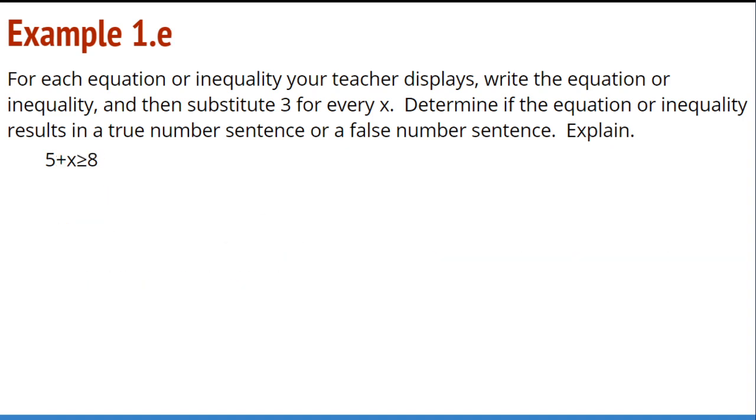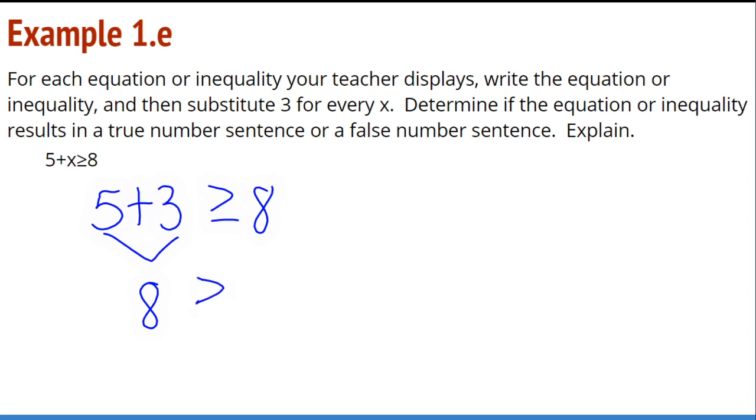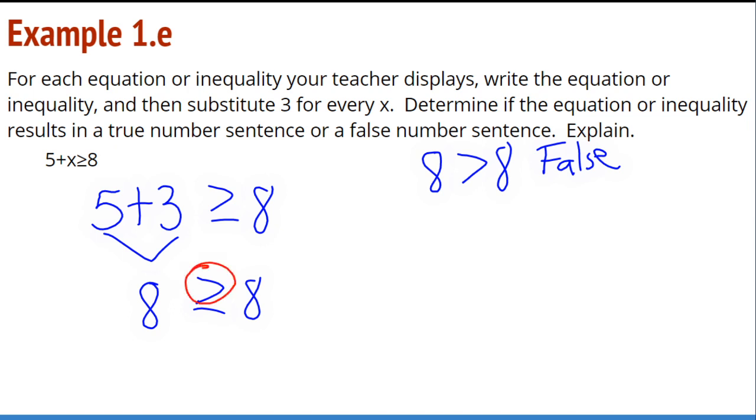All right, 5 plus x is greater than or equal to 8. Substituting again, 5 plus 3 is greater than or equal to 8. This evaluates to 8 greater than or equal to 8. Now when we looked at 8 being greater than 8, it was false. So we've already evaluated this part of the statement.